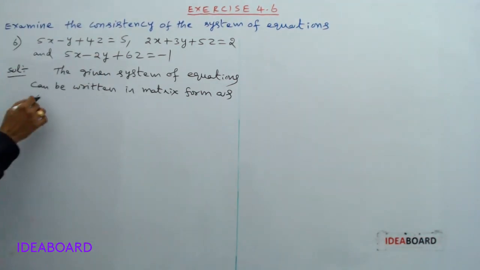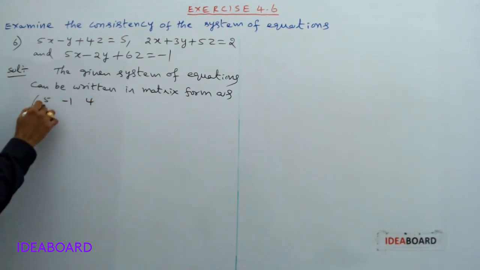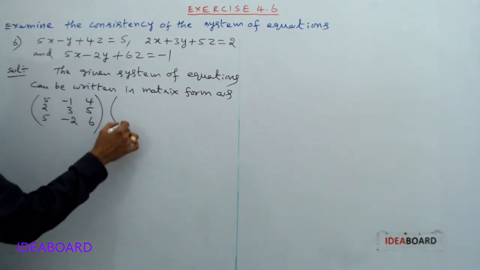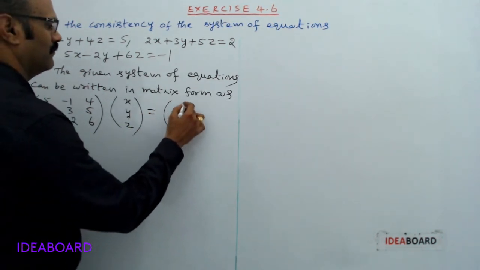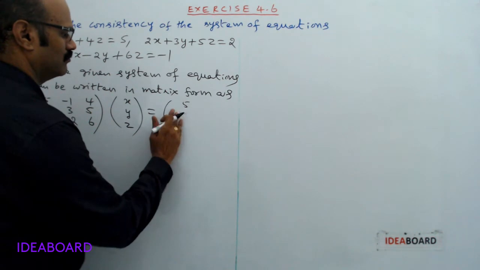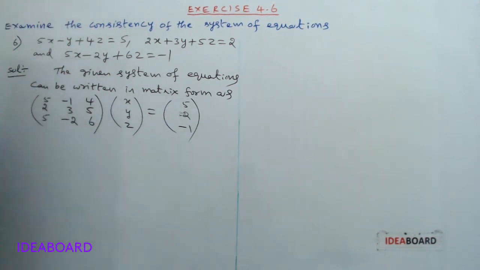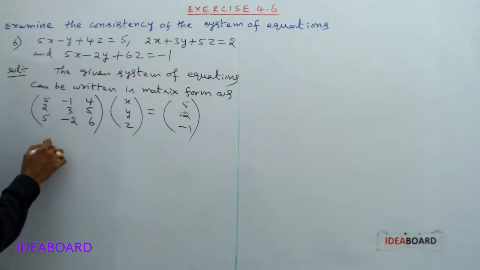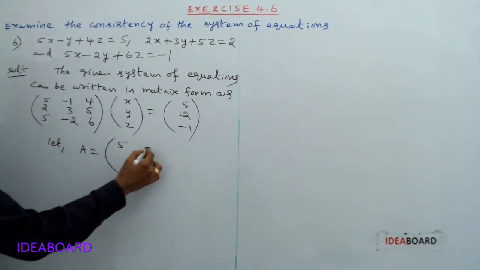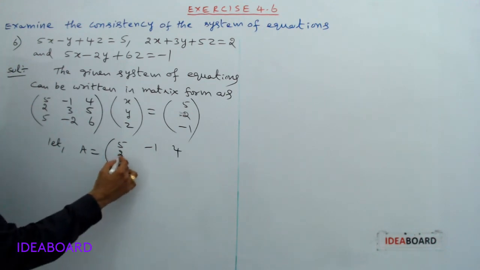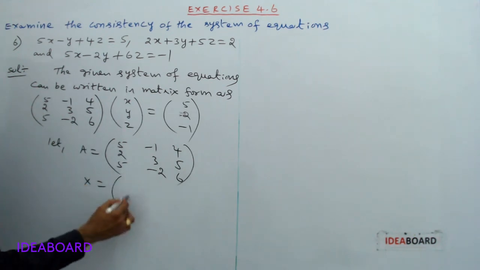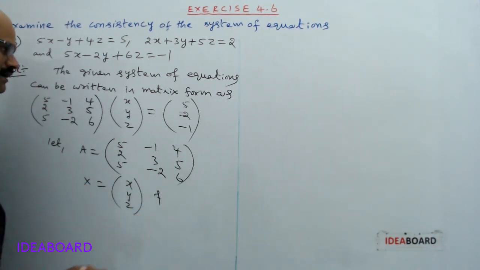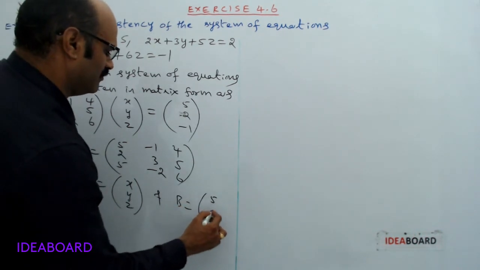First we have to take the coefficients: 5, minus 1, 4, 2, 3, 5, 5, minus 2, 6, into x, y, z equal to 5, 2, minus 1. Let A equal to 5, minus 1, 4, 2, 3, 5, 5, minus 2, 6, X equal to x, y, z, and B equal to 5, 2, minus 1.